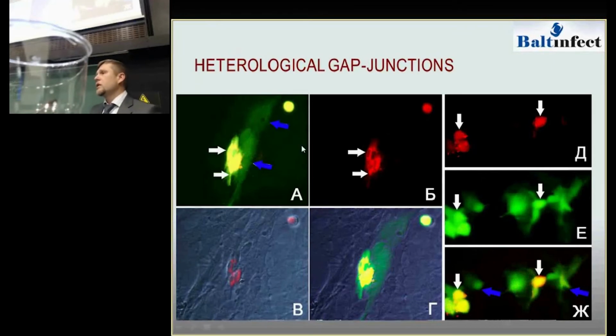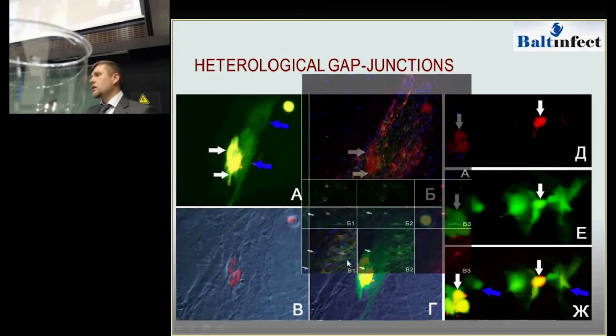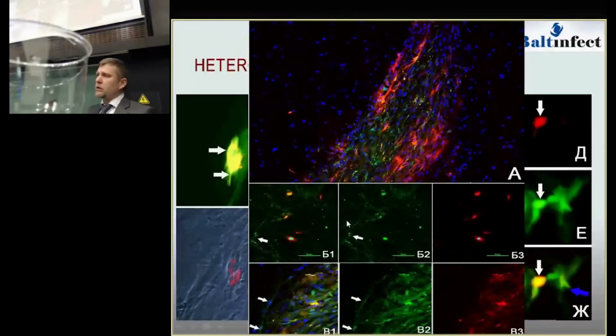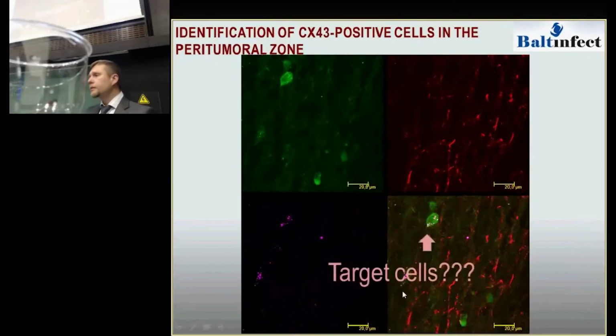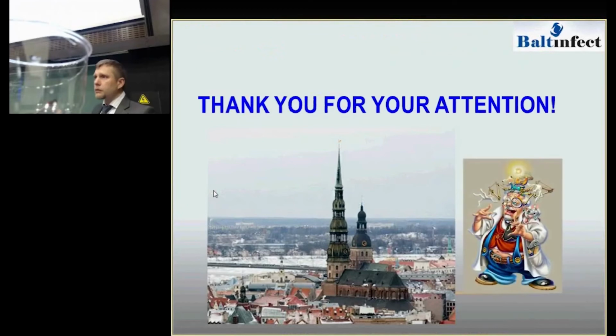So our antibodies block such gap junctions, and that's why we demonstrated it both in vitro and in vivo using fluorescent confocal microscopy. So here are target cells, and we could reveal it. And now I think the next step of our study will be the immunological research.